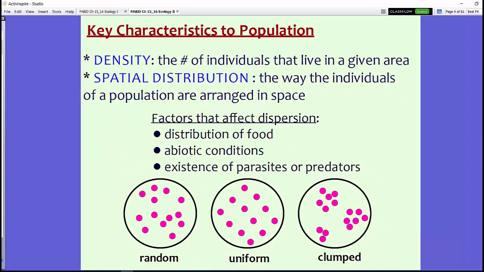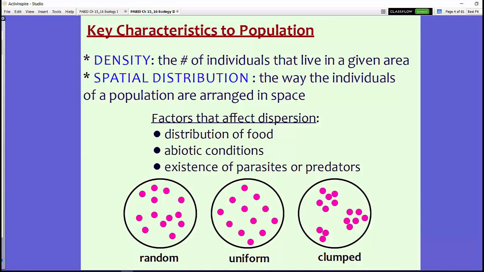Now, there's 5 key characteristics to populations, and these are the characteristics that scientists and people who study populations look at. The first one is density, which is the number of individuals that live in a given area. This is important because in an area of the same size, if there's only a small population, let's say 5 individuals of a species in one area versus 50 in a different area, the density says a lot about the ecosystem and the environment itself.